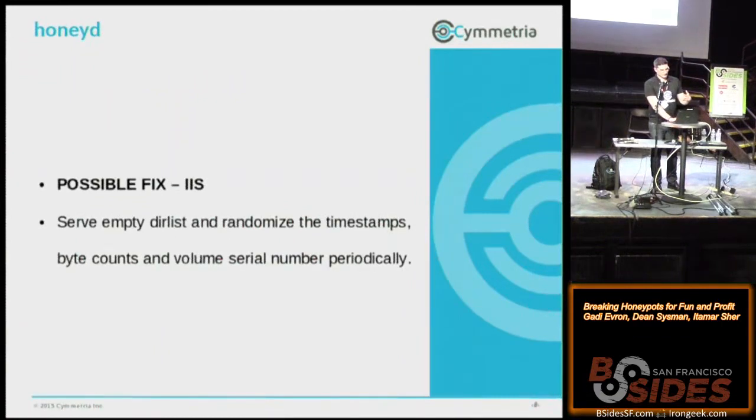Okay, so a possible fix for the IIS example would be to return an empty dir list and randomize the timestamps, the byte counts and the volume serial number periodically. As you can see, trying to deceive an attacker becomes a lot of hard work because we're trying to figure out all these minute details about the protocol that we need to change in order for it to be believable.